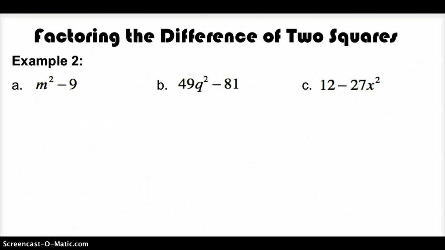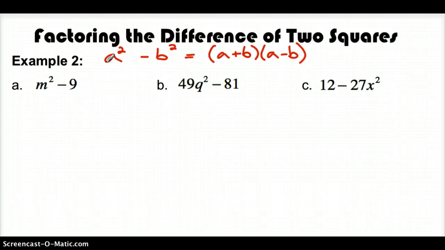Here are a few more examples of factoring the difference of two squares pattern. Remember, the difference of two squares pattern is when you see a binomial that is literally the difference of two terms that are being squared. So a term that's being squared minus another term that's being squared. And the pattern for factoring this is just a plus b and a minus b.